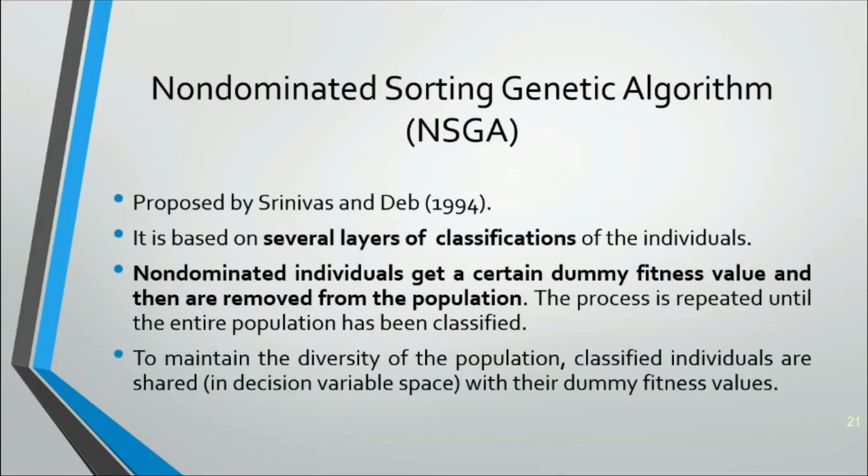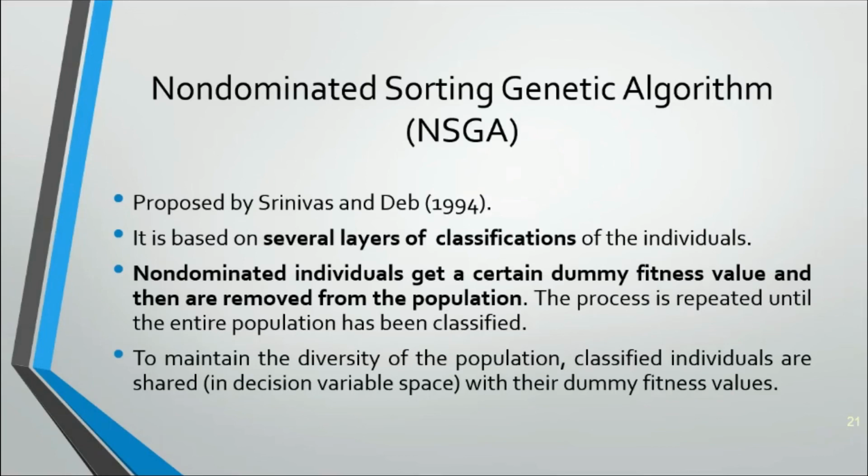And then there is a non-dominated sorting genetic algorithm also. This is another way of implementing this Pareto optimal solution. It was proposed by Srinivas and Deb in 1994. Then it is based on several layers of classification of the individuals. As I said in the case of the example of dominance, there are several levels of classification in this case. And the non-dominated individuals get a certain dummy fitness value and then are removed from the population.